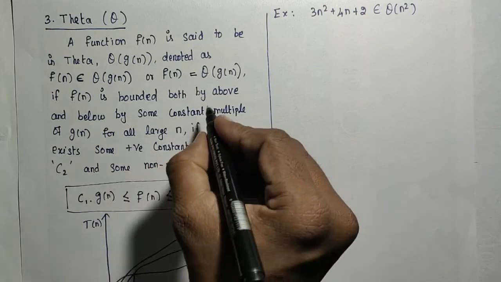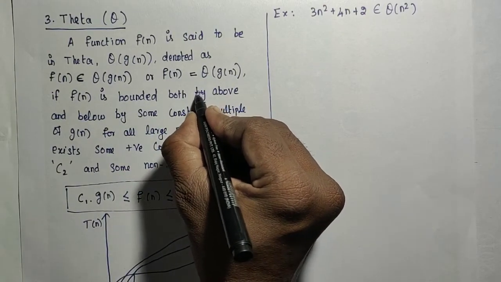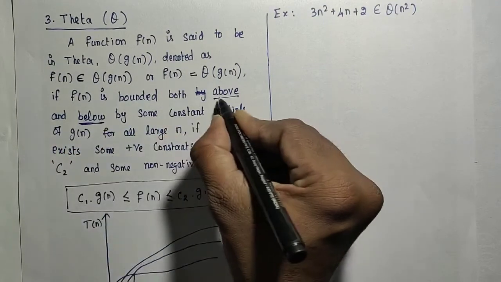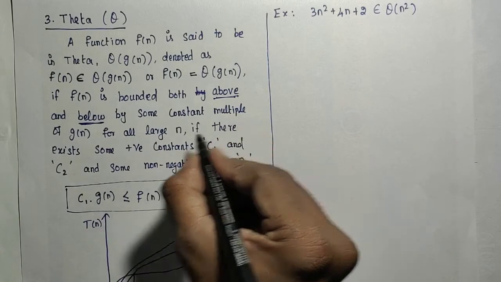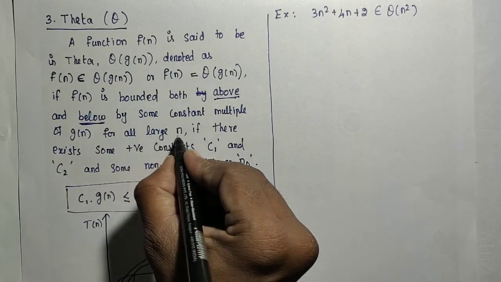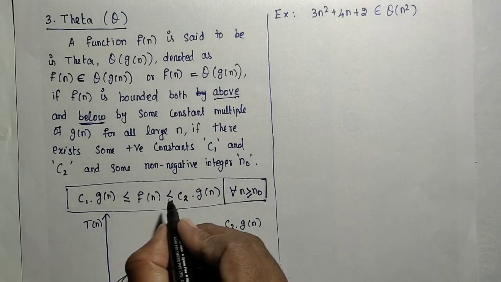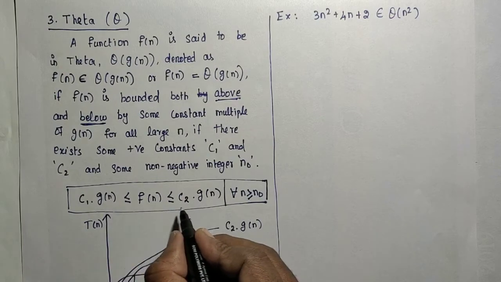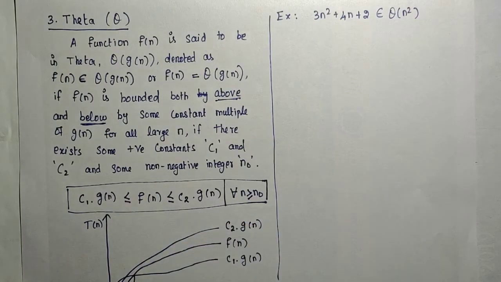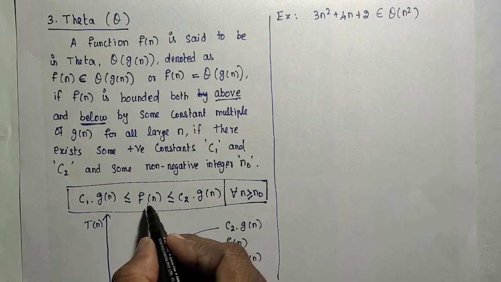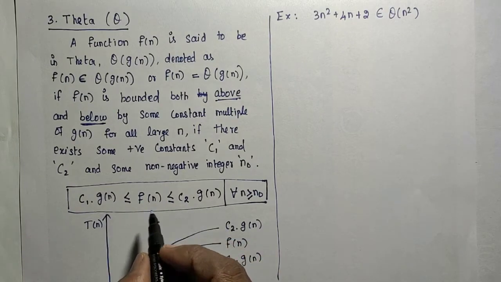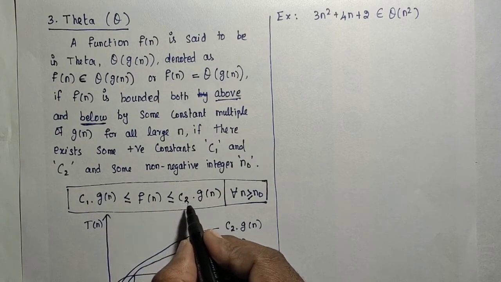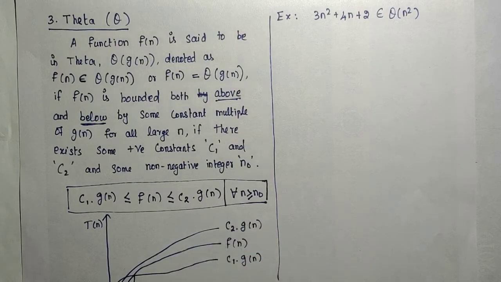If a function is bounded both above and below by some constant multiple of g of n for large n, then simply, f of n is in between c1 into g of n and c2 into g of n. We are going to relate the function f of n with g of n only. So it is in between some constant multiple of g of n and some other constant multiple of g of n.